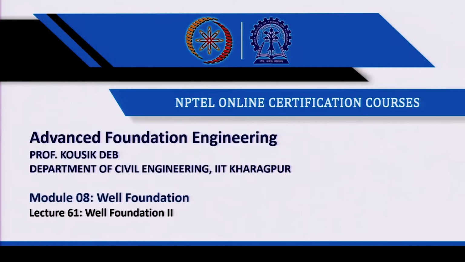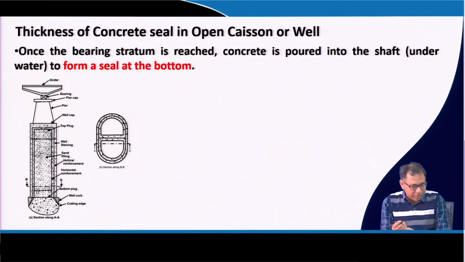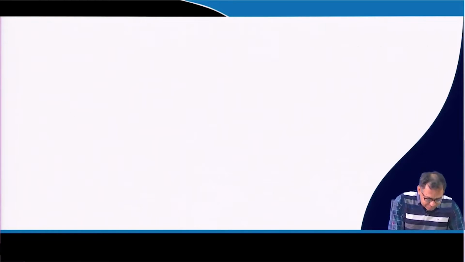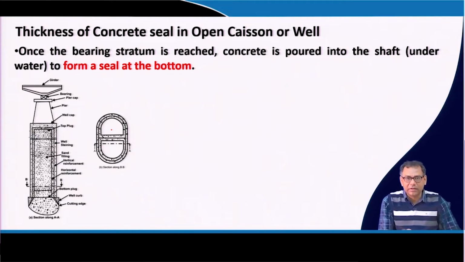Now, today I will discuss how we can determine the thickness of the concrete seal in an open caisson or well. As in my previous lecture, when the bearing strata is reached for an open caisson, concrete is poured inside the shaft under water to seal the bottom. Here you can see this is the shaft, and these are the places where the concreting is done to seal the bottom. Once the concrete hardens, the shaft is filled with sand or concrete, and then the further constructions are done.